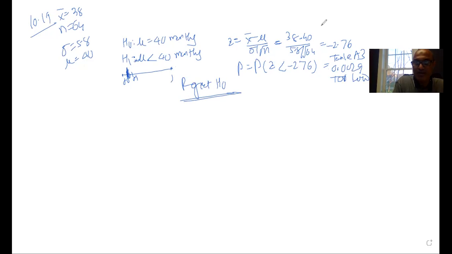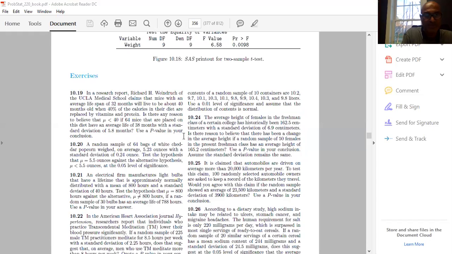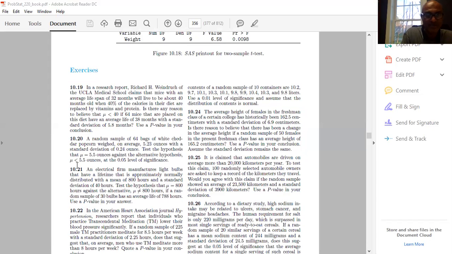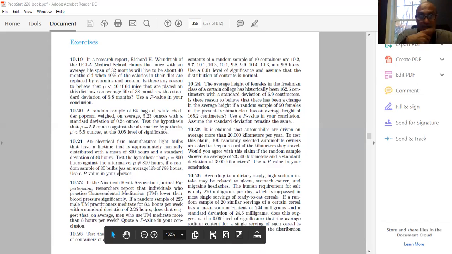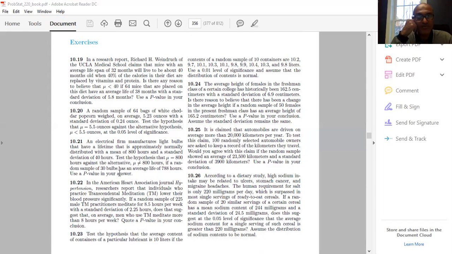Okay. So let me save this part, and now again let me stop sharing this one and let's go for another example of the book. Example number 20 is similar, so I would like to go for a different one. So 10.21. An electrical firm manufactures light bulbs that have a lifetime that is approximately normally distributed with a mean of 800 hours and a standard deviation of 40 hours. Test the hypothesis that nu equals 800 hours against the alternative that nu is not equal to 800 hours if a random sample of 30 bulbs has an average life of 788 hours. Use p-value in your answer.